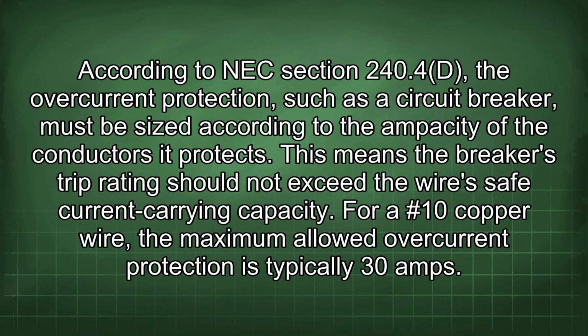According to NEC section 240.4(D), the overcurrent protection, such as a circuit breaker, must be sized according to the ampacity of the conductors it protects. This means the breaker's trip rating should not exceed the wire's safe current carrying capacity. For a #10 copper wire, the maximum allowed overcurrent protection is typically 30 amps.